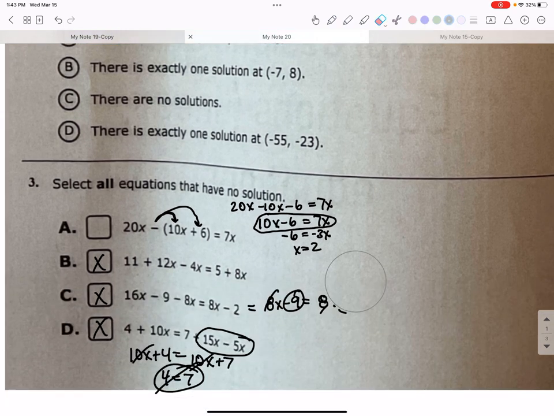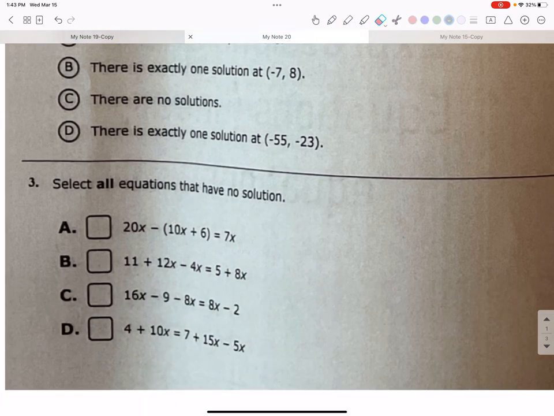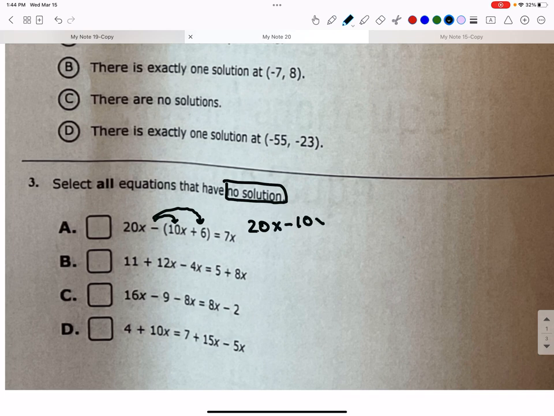Okay, let's see. I don't even know what that was. Okay, these are select all that have no solution. So we're trying to get the same amount of x's on both sides, but different back numbers. So let's see what we have here for A. A, if I put the negative into both of them, I have 20x minus 10x minus 6 equals 7x. 20x minus 10x is 10x's minus 6 equals 7x's, and I could say plus 0 if I just want to compare these. These have different amount of x's on both sides, right?